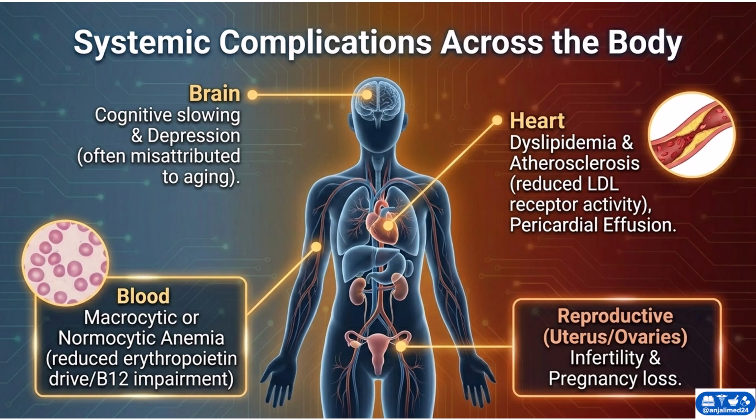The reproductive system is also affected. Women may experience menstrual irregularities, infertility, recurrent pregnancy loss, and pregnancy complications if hypothyroidism is left untreated. The message: early diagnosis and appropriate thyroid hormone replacement not only relieves symptoms but also prevents these widespread systemic complications.